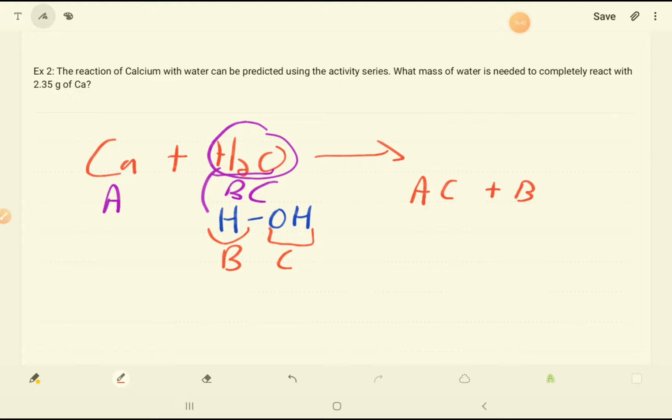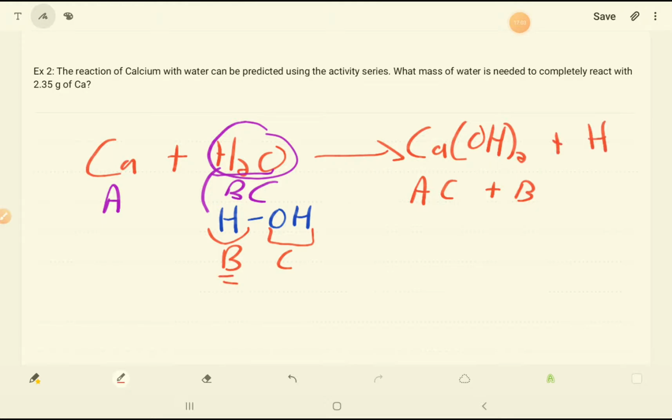And so that would give us calcium combining with hydroxide. Now calcium has a charge of 2 plus, and hydroxide has a charge of negative 1. So when they swap and drop, we're going to get this, which leaves then H all by itself.